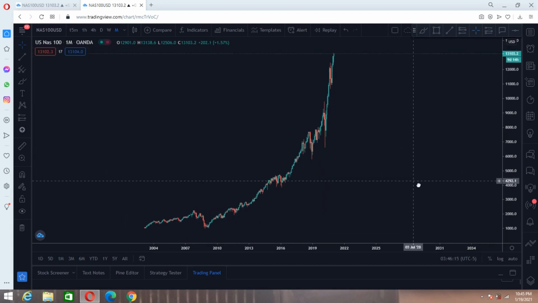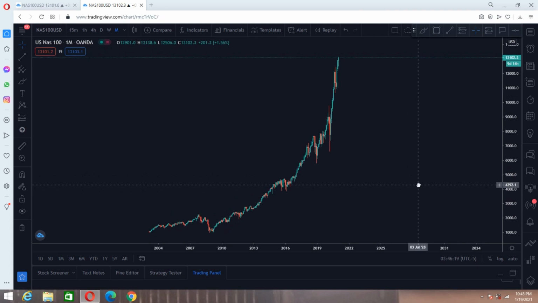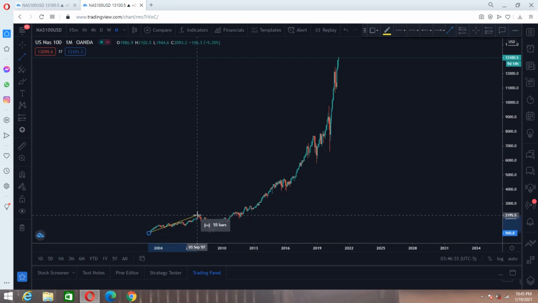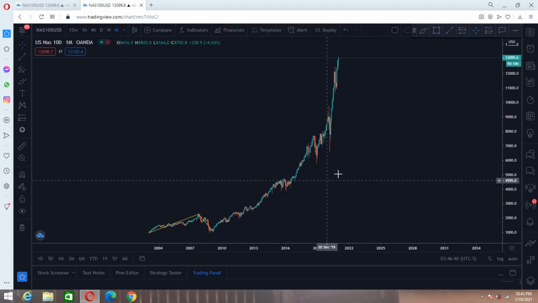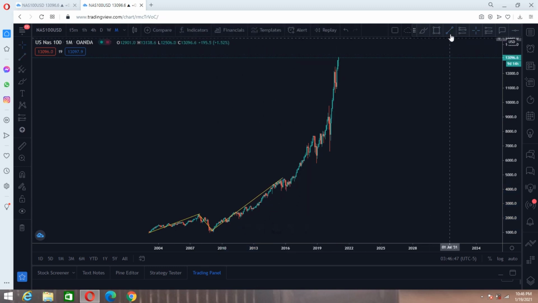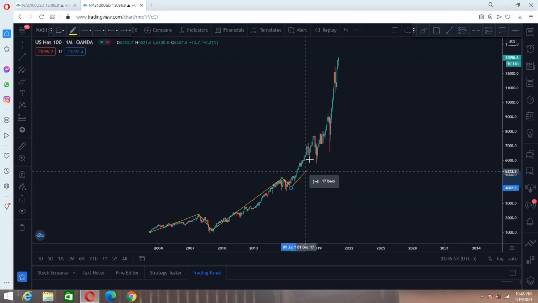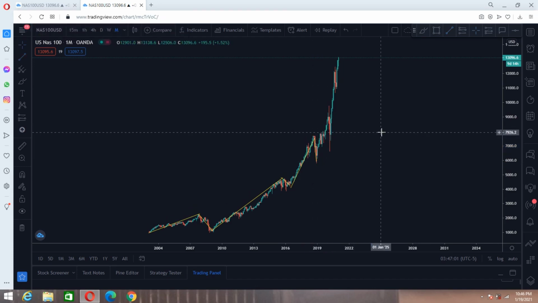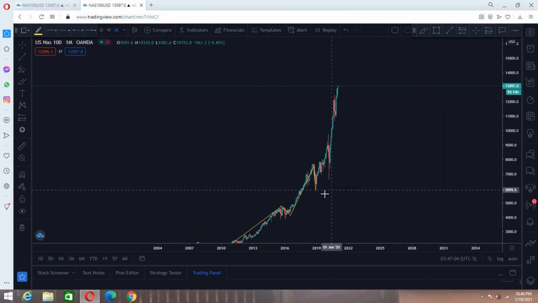As you can see the structure, this is an uptrend. I just wanted to show you how it moves. Impulse, correction, bigger impulse, correction, impulse, correction. So we can already see that the structure is to the upside.